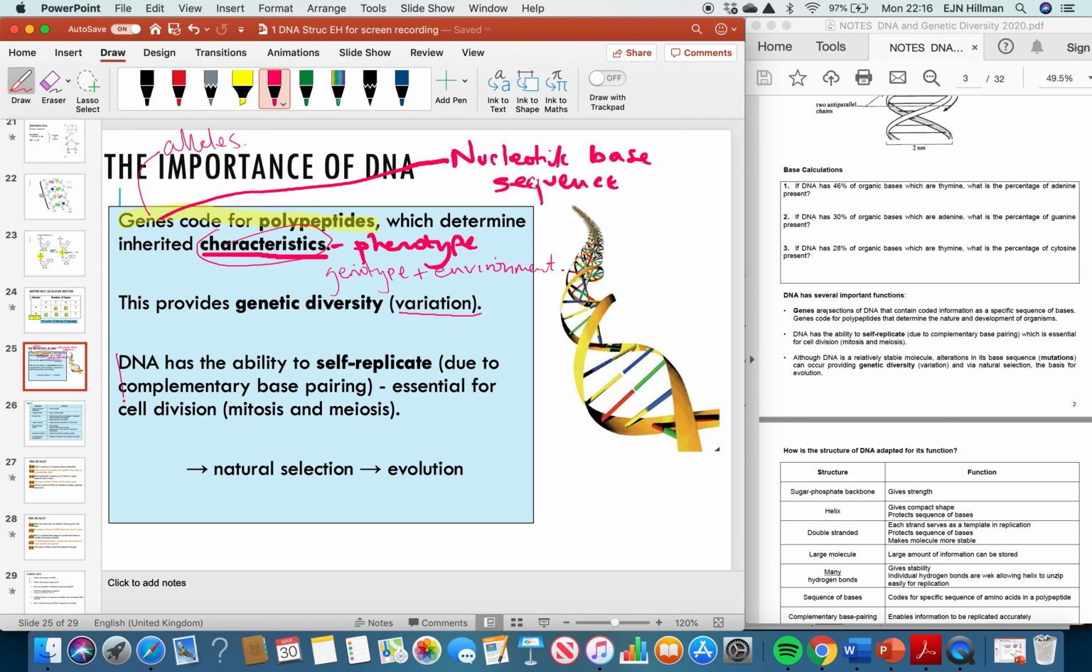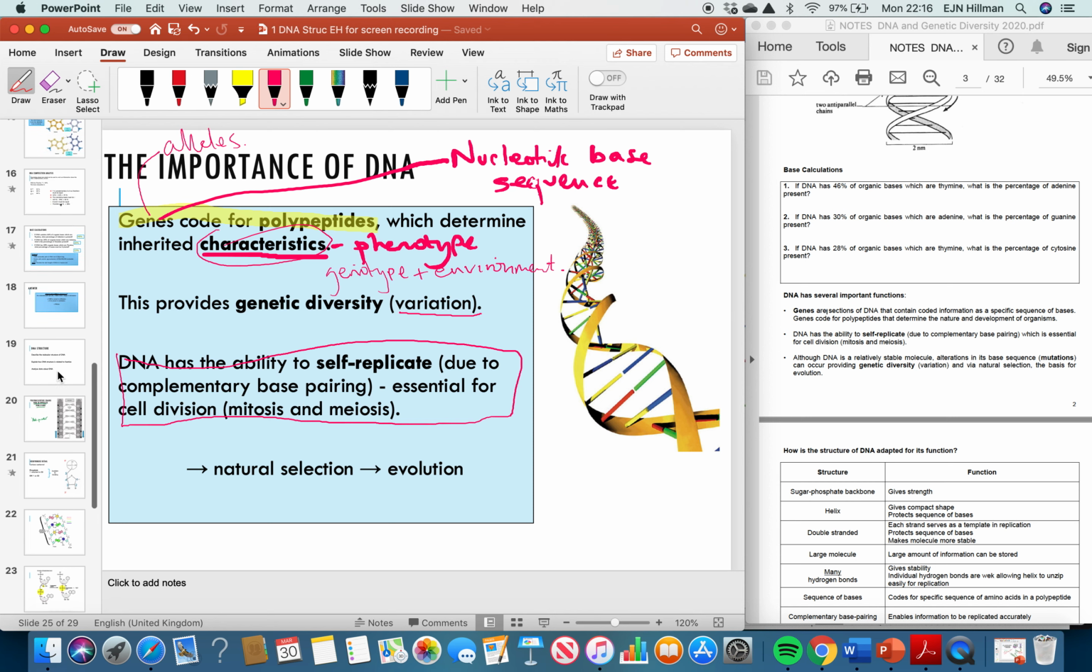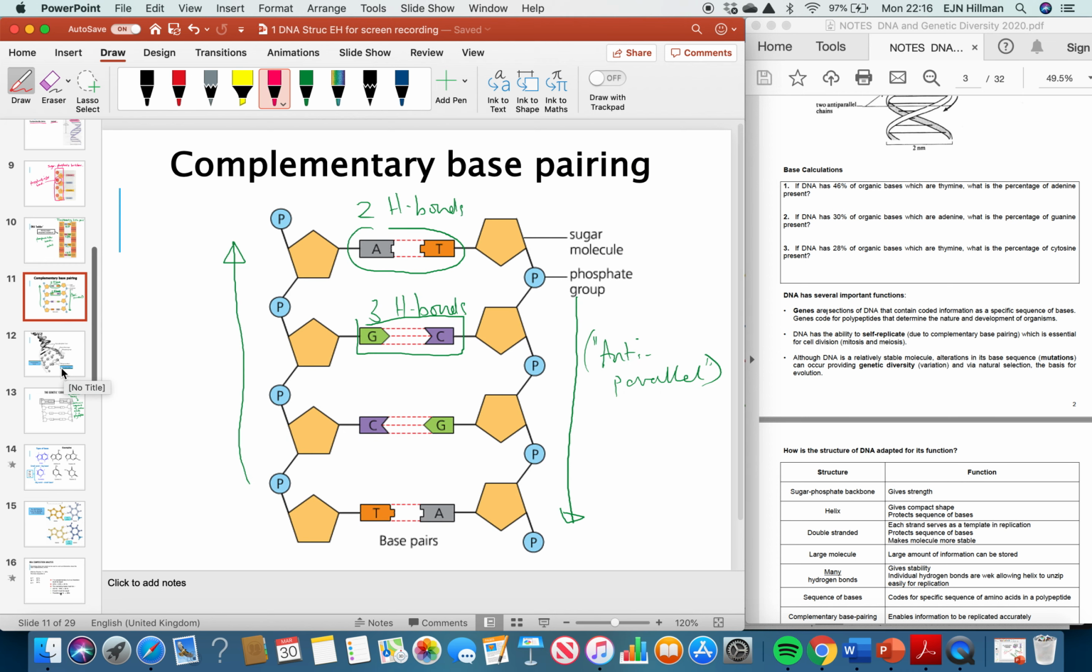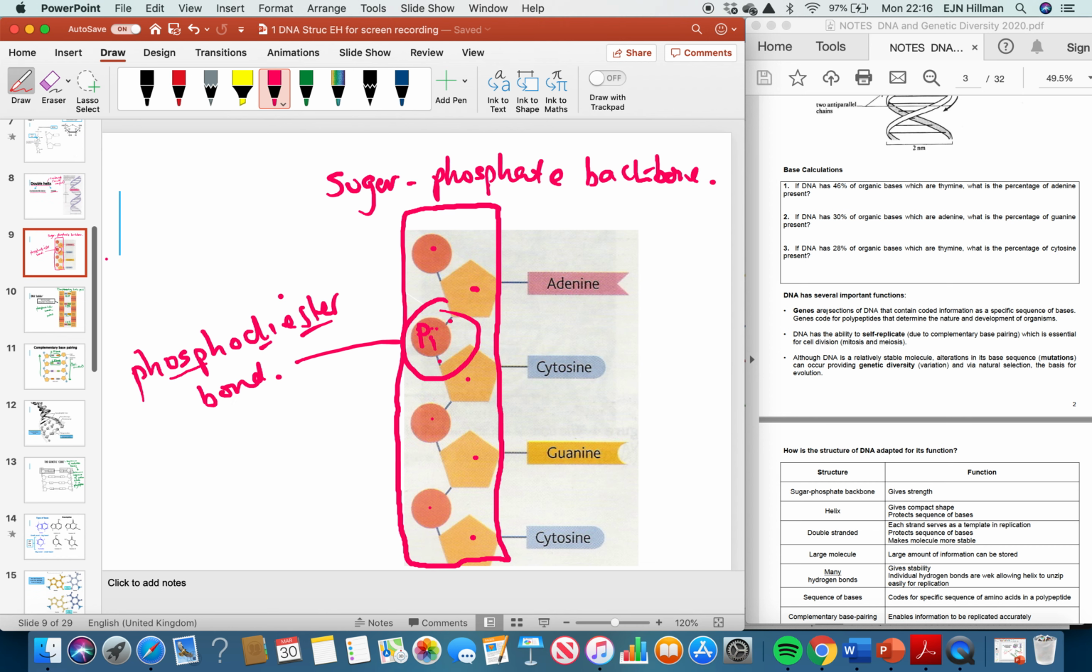Another really important feature of DNA is its ability to self-replicate. Now, the reason for that is all to do with the base pairing. Let me find a diagram here.